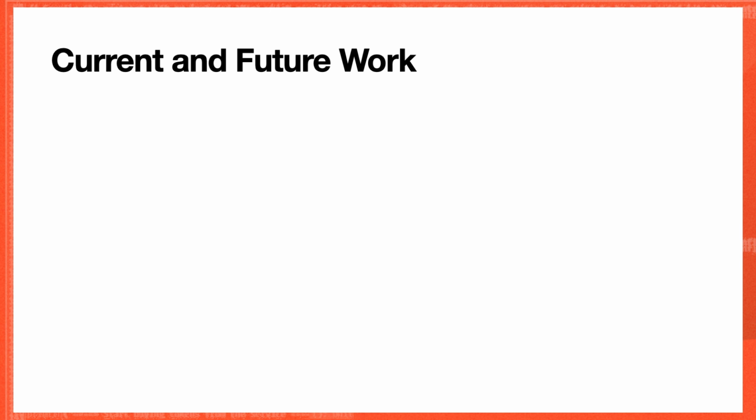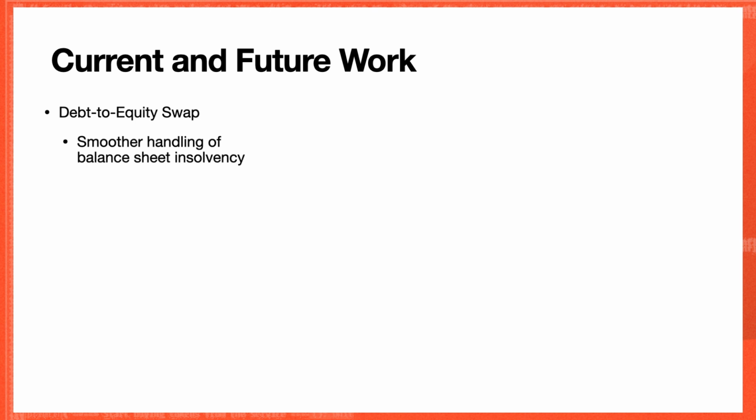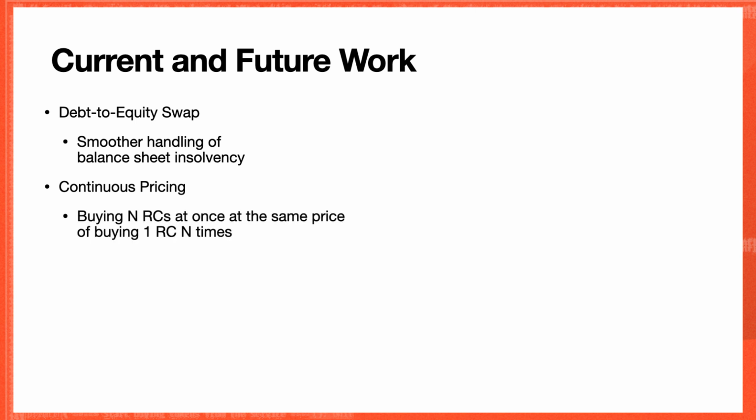Now we continue to work on this stablecoin protocol. Some of the things that we're currently looking at include a debt to equity swap to obtain a smoother handling of balance sheet insolvency. We are looking at continuous pricing, so that buying n reserve coins at once will have the same price as buying 1 reserve coin n times. Currently, you can kind of get a discount if you buy lots of reserve coins at once.